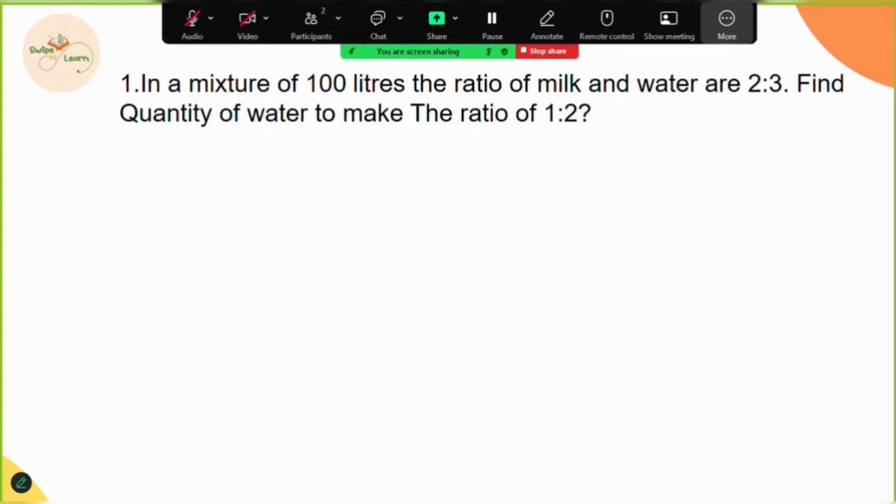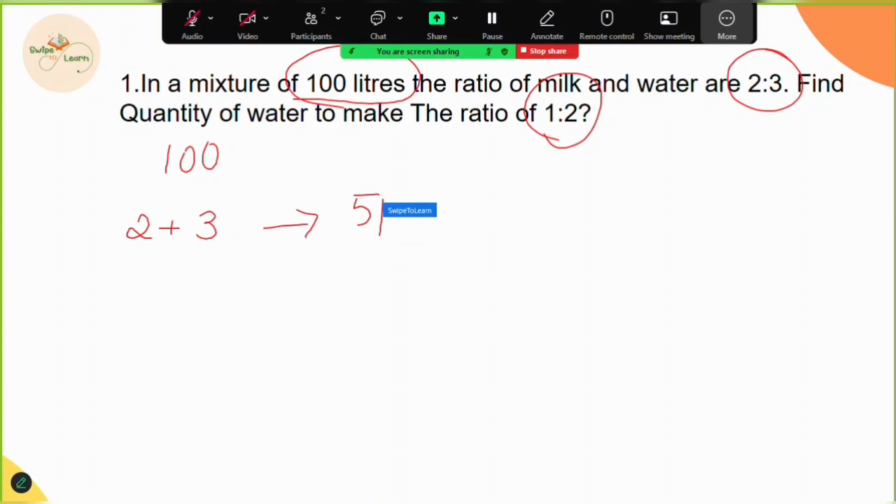In the first question, in a mixture of 100 liters, the ratio of milk and water is 2 is to 3. So the total mixture is 100 liters. Find the quantity of water to be added so that the ratio becomes 1 is to 2. Initially the ratio is 2 is to 3 and the total amount is 100. Let's add up, which becomes 5 parts. 5 parts becomes 100, so 1 part becomes 20.